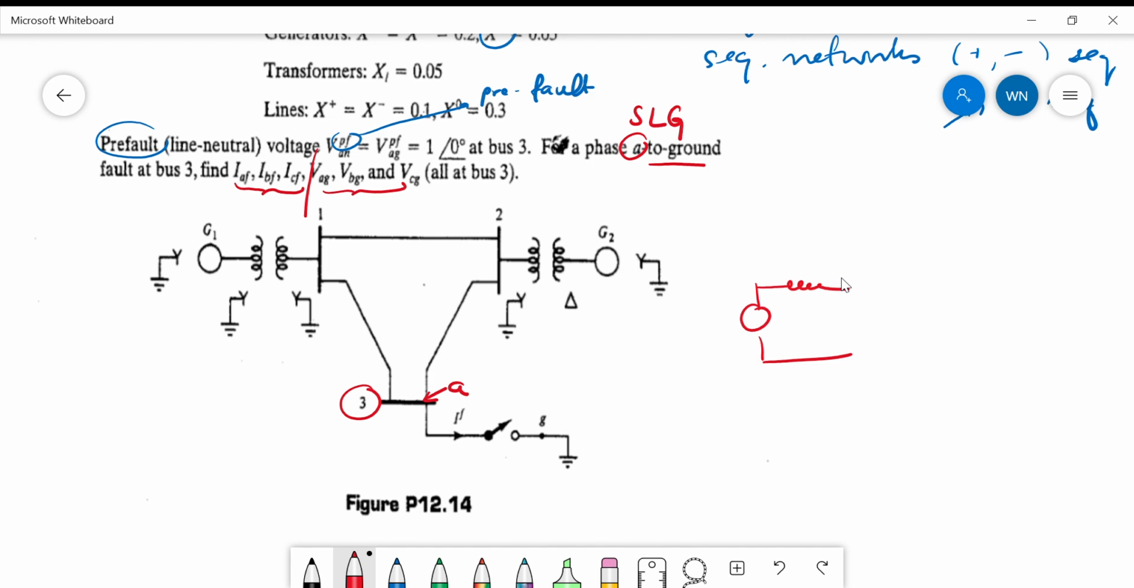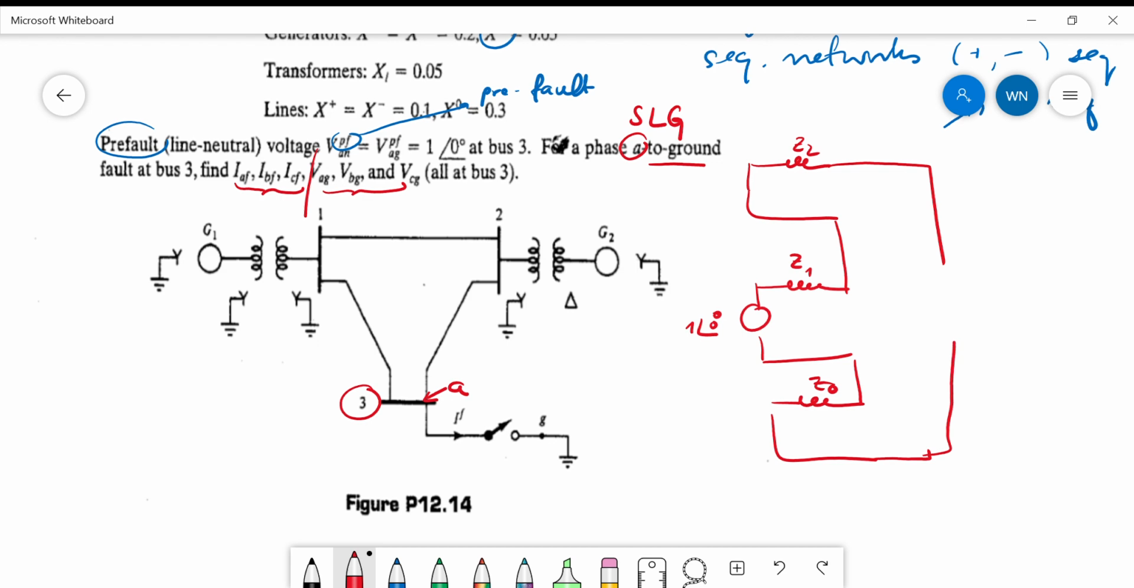This is the positive sequence, where you have the source of 1 pu at an angle of 0. This is the pre-fault voltage. This is C1, this is C2 for the negative sequence, and this is C0 for the zero sequence. These are connected in this way, and this is like a load on the sequence network, which in this case is 3 times ZF.